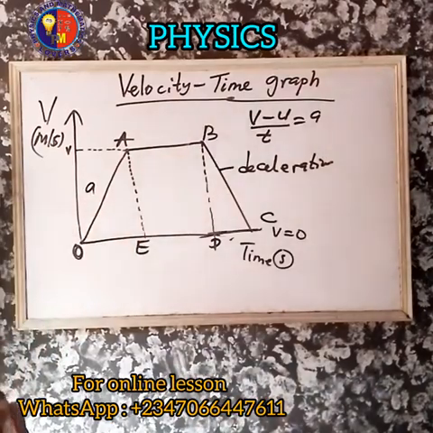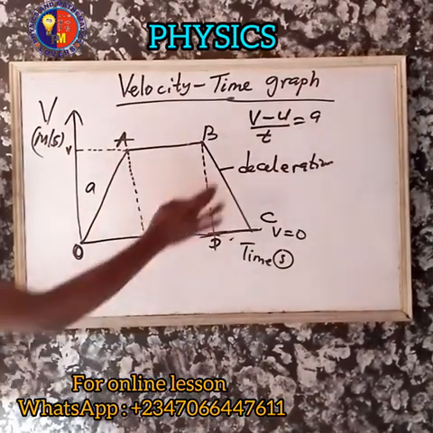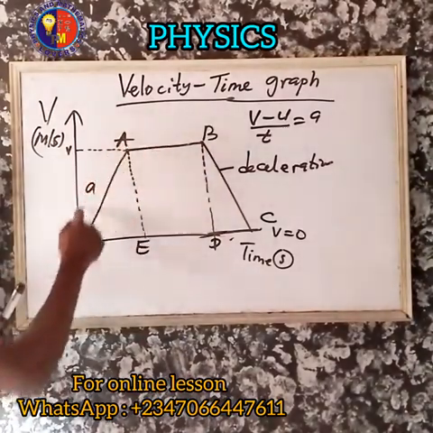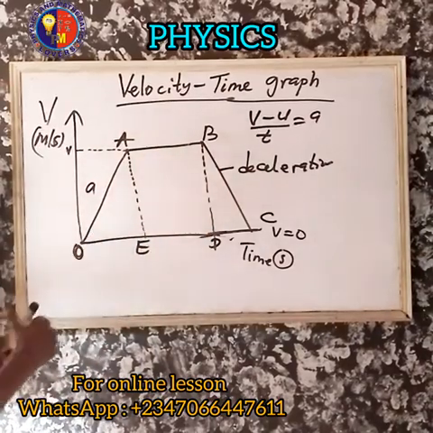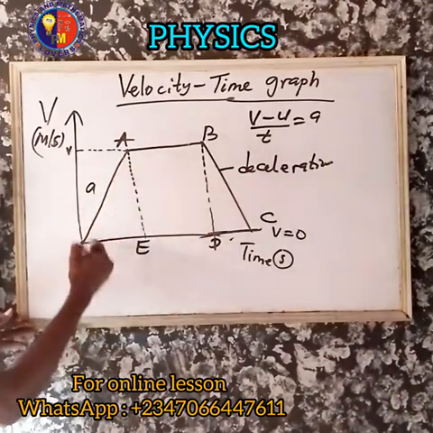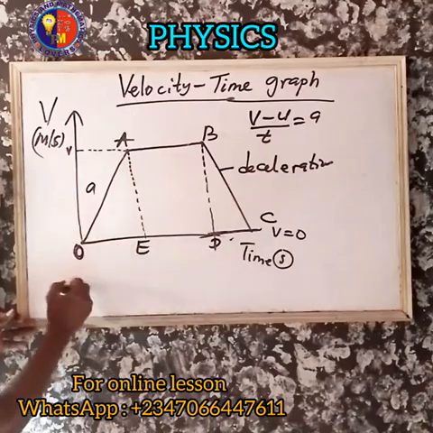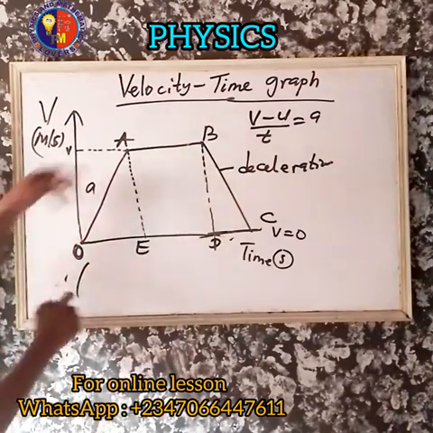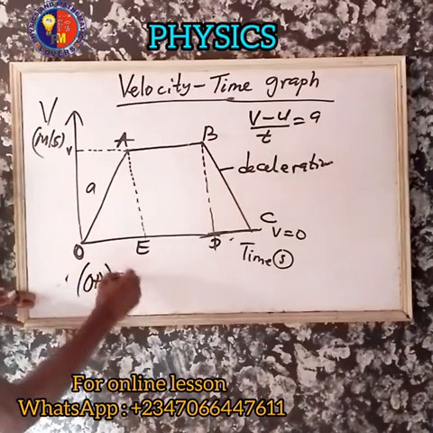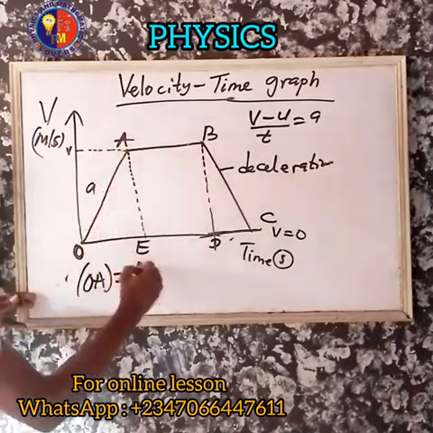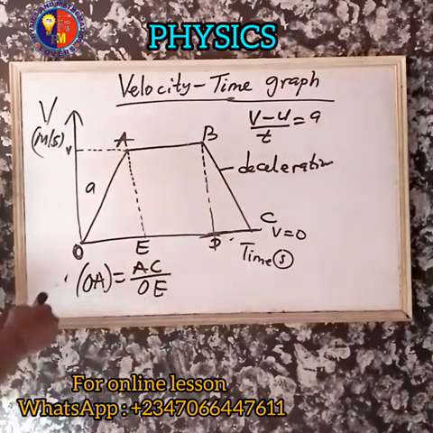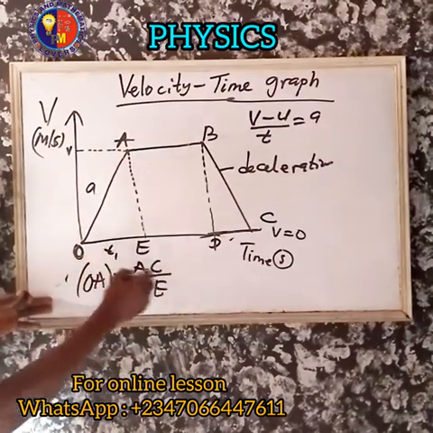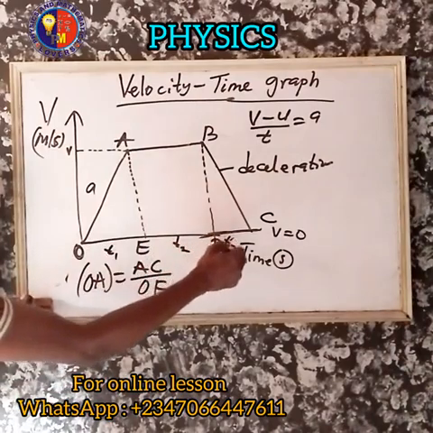Now, if we want to calculate the total distance, it is the area of this trapezium. Look here, the whole of this trapezium is the total distance. Now, if we want to get acceleration, it is the slope here. That means acceleration OA equals AE over OE. That is where we get our acceleration. And this is time T1, this is time T2, time T3.